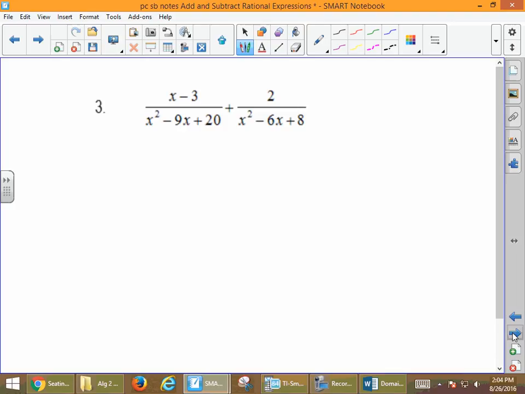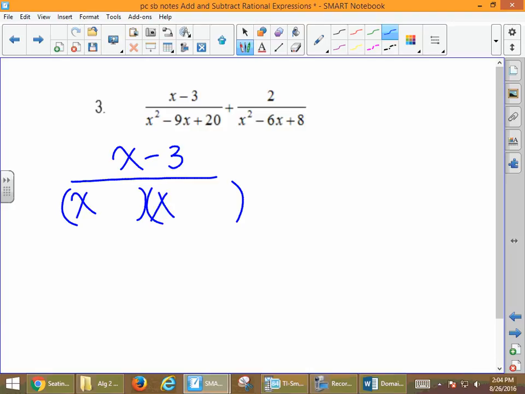So just to remind again, when we add fractions or subtract fractions, we're going to find a common denominator. But once again, it looks like we need to factor these. So we'll start by factoring our denominators here. And x squared is x and x. And the factors of 20 that combine to be 9. Well, 4 times 5 is 20. And then negative and negative.